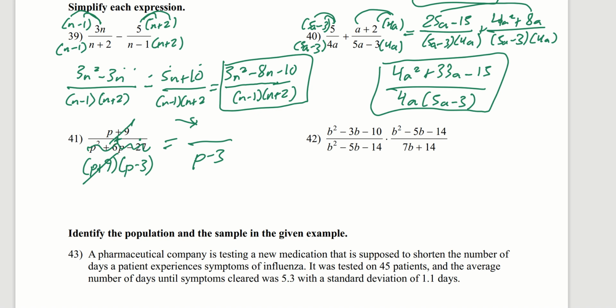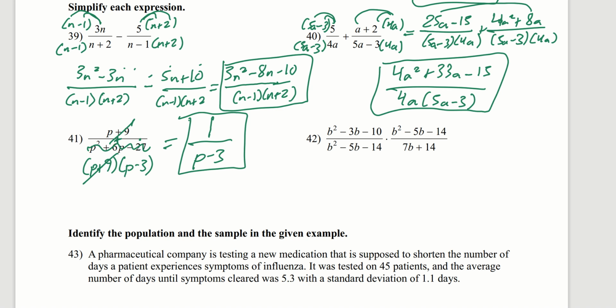Technically that p plus 9 canceled out, so what would be left is just the number 1. So my final answer would actually be not p minus 3, but 1 over p minus 3. All right, 42 is a multiplication problem, so it's actually a similar kind of idea.